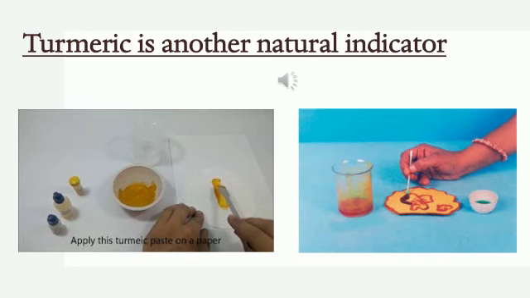Next indicator that we are looking into is turmeric. That is a natural indicator, like we have studied in our previous class itself. Turmeric is also one of the natural indicators. So to understand this, we need to perform one small activity. You can do it at home as well. So we need to take a tablespoon of turmeric powder and add a little water and make it a paste.